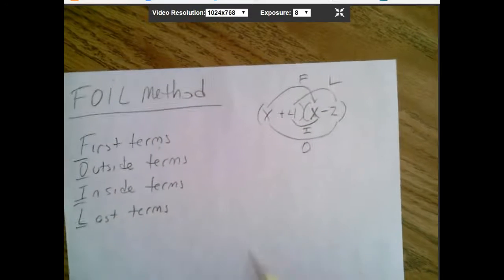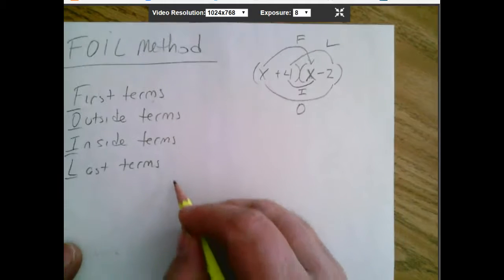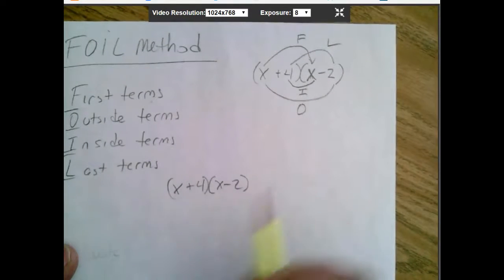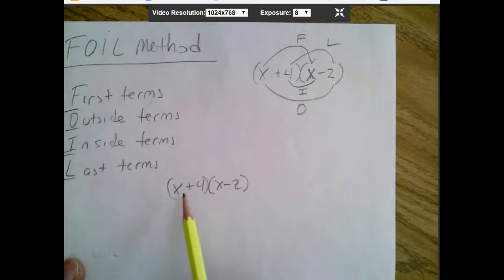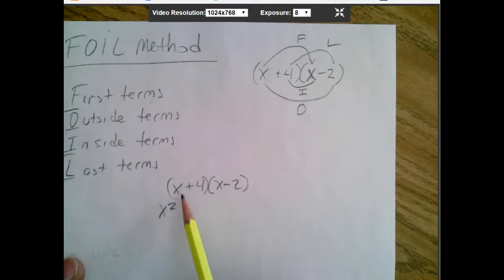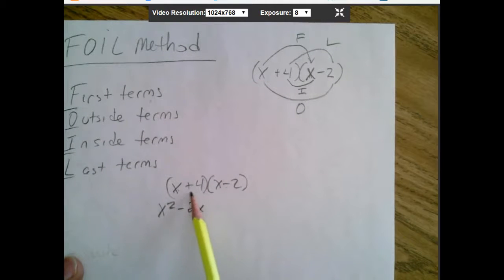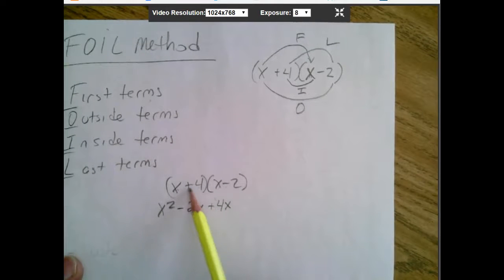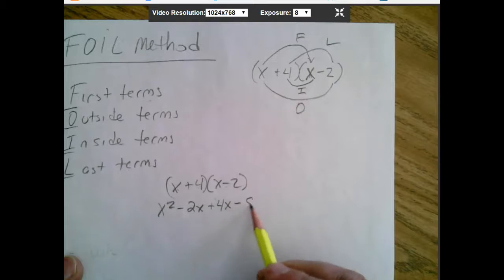Let's go ahead and do that. We'll write it down again here: x plus 4 times x minus 2. So we do first terms, x times x, x squared, and then we do the outside terms, x times a negative 2, so minus 2x. Then we're going to do inside terms, 4 times x, that's going to be plus 4x. And then we're going to do the last ones, plus 4 times a negative 2, negative 8.